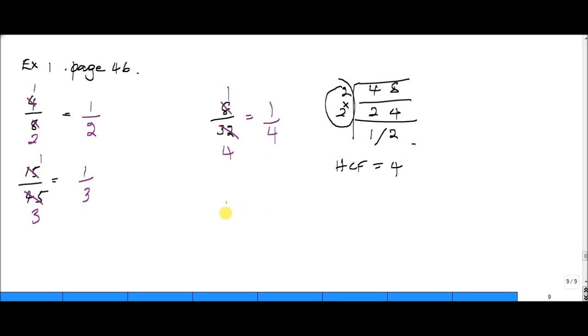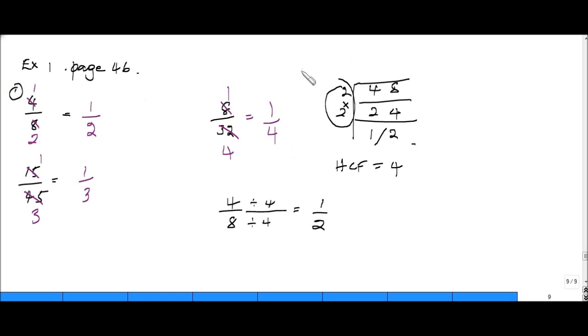Okay, so 4 over 8 divided by 4, divided by 4, is equal to a half. So it's the same thing as is here for number 1.